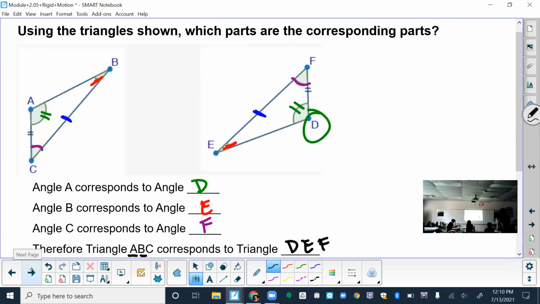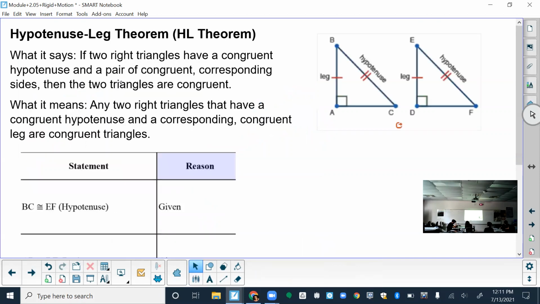All right. So on the next one, we are going to talk about a few different theorems. So first we're going to talk about the hypotenuse leg theorem, or HL theorem. The important parts on all of these are going to be where it says what it says, like right here. So if two right triangles have a congruent hypotenuse and a pair of congruent corresponding legs, then the two triangles are congruent.